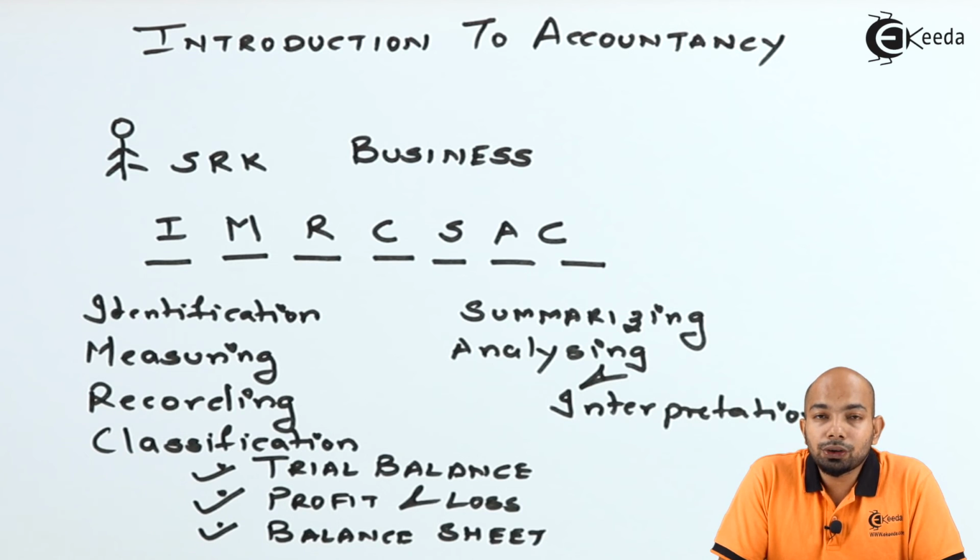Now, when we talk about introduction to accounts, we have 7 steps which we have already learned. The first is identification of financial transactions, second is measurement of that financial transaction into monetary value, third is recording of that transaction, fourth is classifying that transaction, fifth is summarizing those transactions into groups, sixth is analyzing and interpretation of those transactions, and the last is communication.